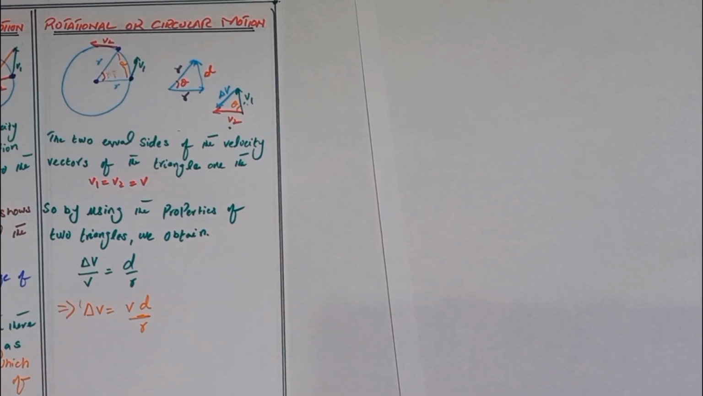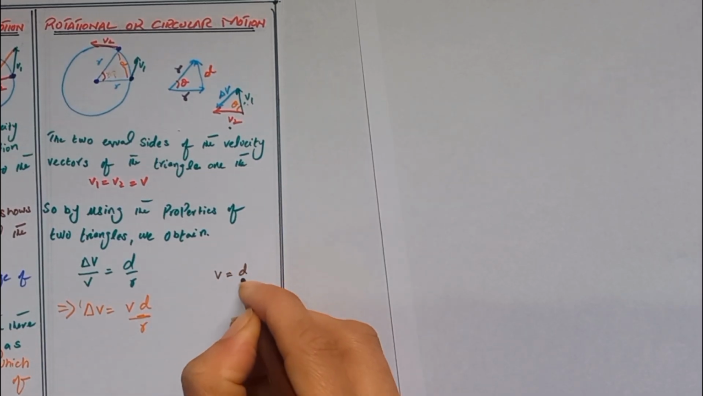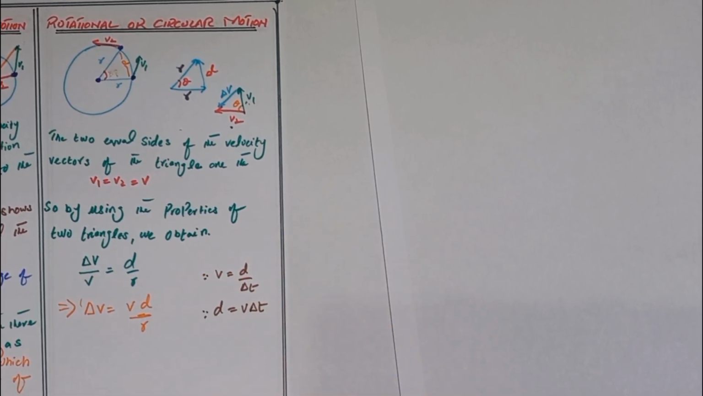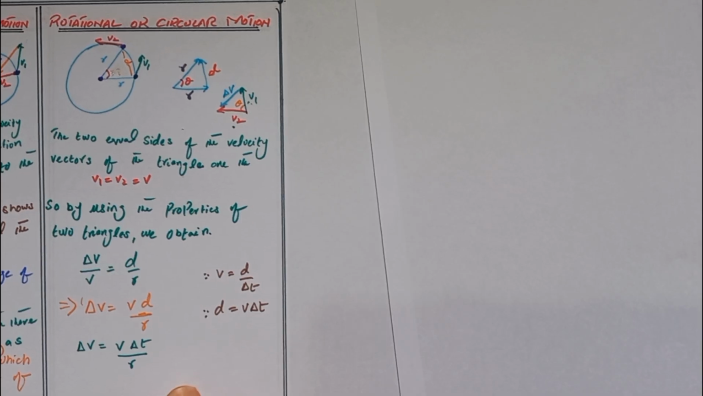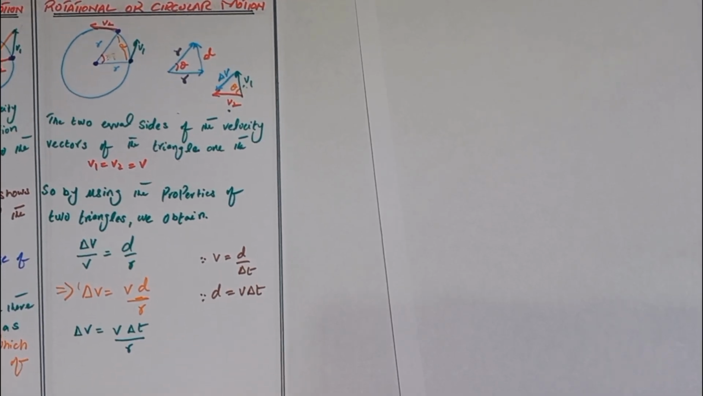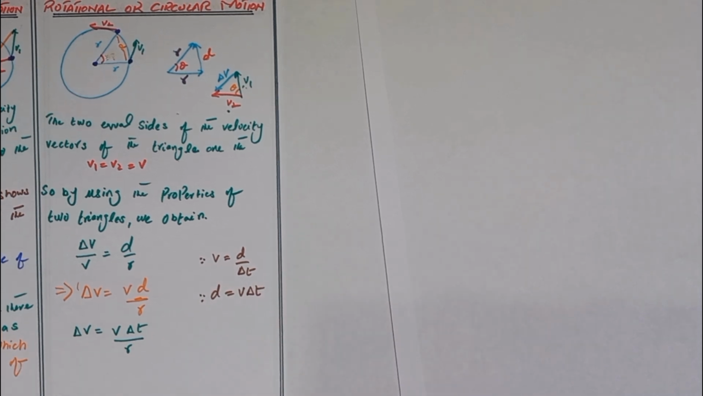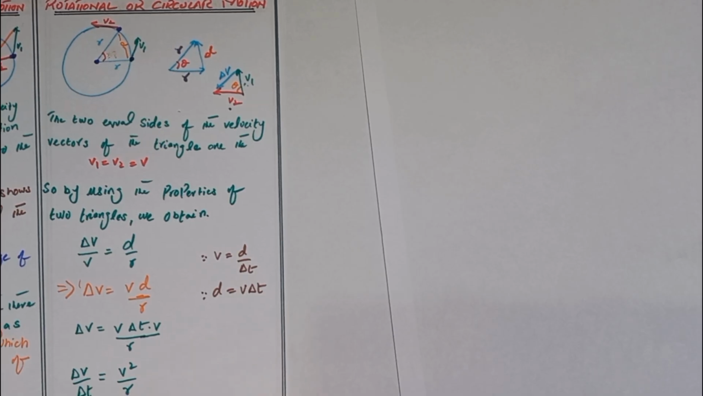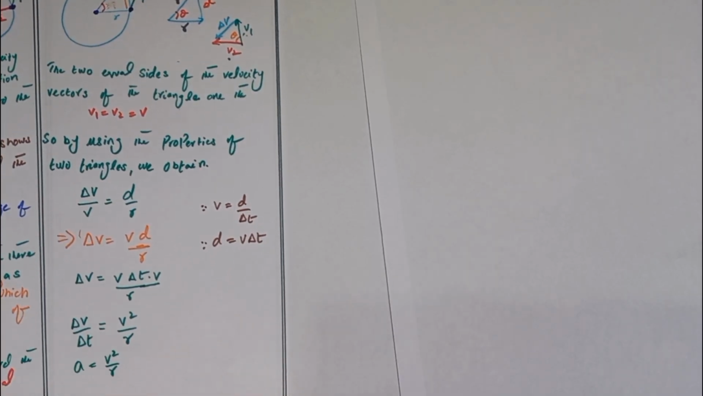We know that v is equal to d by delta t, so d is equal to v delta t. Putting this in the equation, we get delta v is equal to v delta t over r. So delta v over delta t becomes v square by r. This delta v over delta t is the acceleration, a is equal to v square by r.